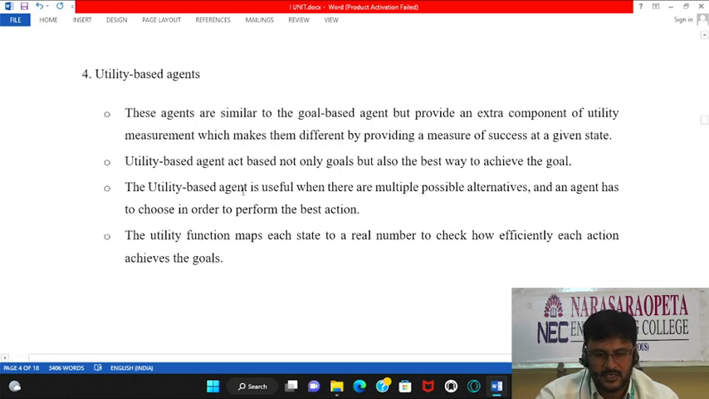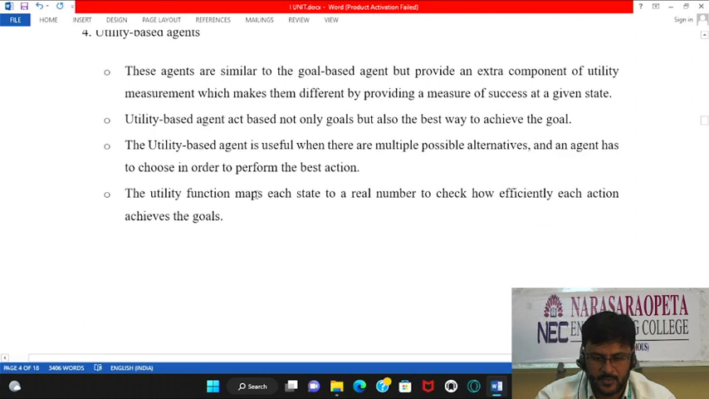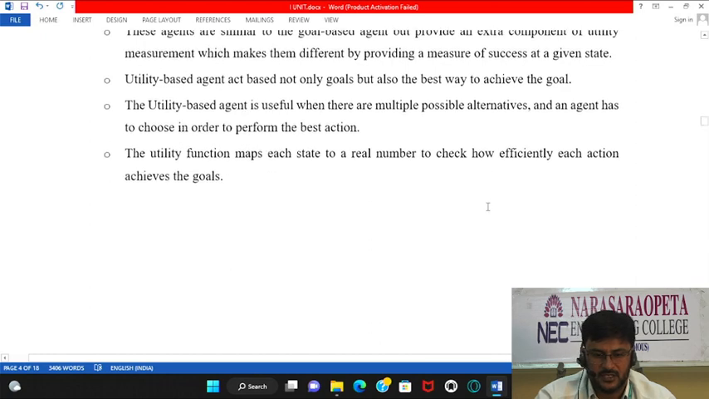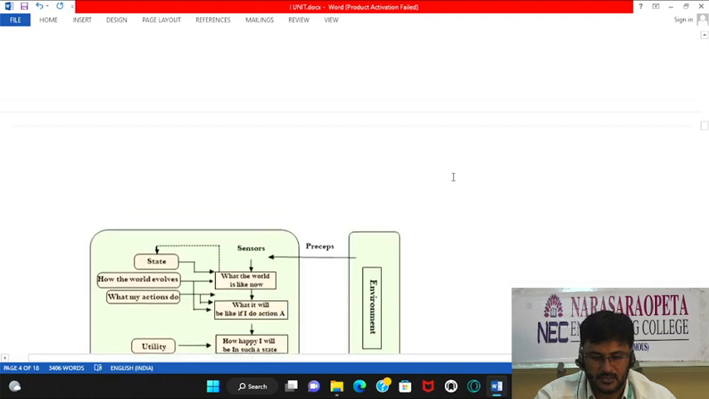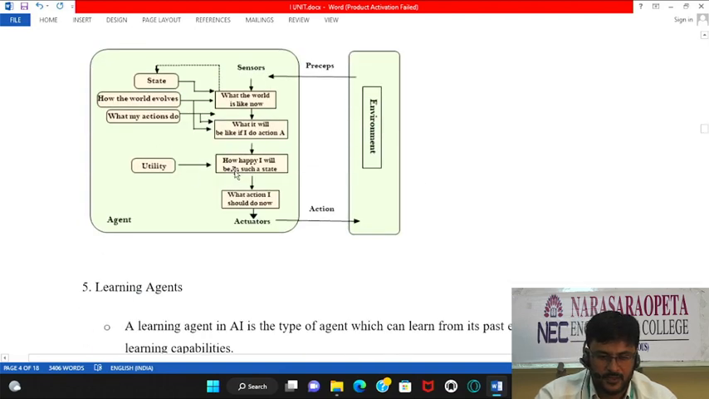The utility-based agent is useful when there are multiple possible alternatives, and the agent has to choose in order to perform the best action. You have to reach the destination. The utility function maps each state to a real number to check how efficient each action is at achieving the goal. You have to decide whether it achieves the goal or not. This is the diagram of the utility-based agent.